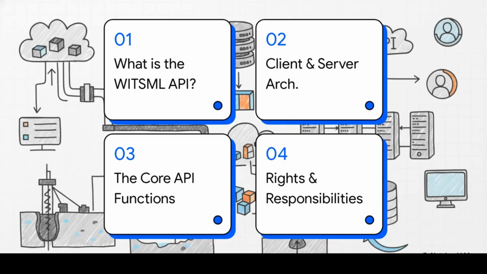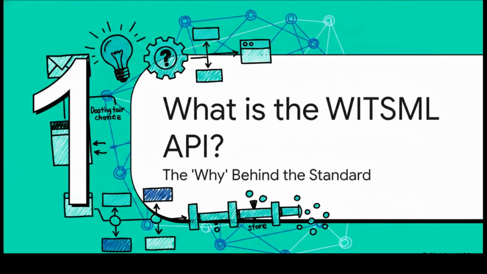So here's our game plan. First up, we're going to nail down what problem this API is even trying to solve. Then we'll map out the client-server architecture, the fundamentals. After that, we'll open up the developer's toolbox and look at the core functions you'll be using. And finally, we'll get into the rules of the road, the stuff that'll save you from chasing down a ton of errors. All right, section 1.